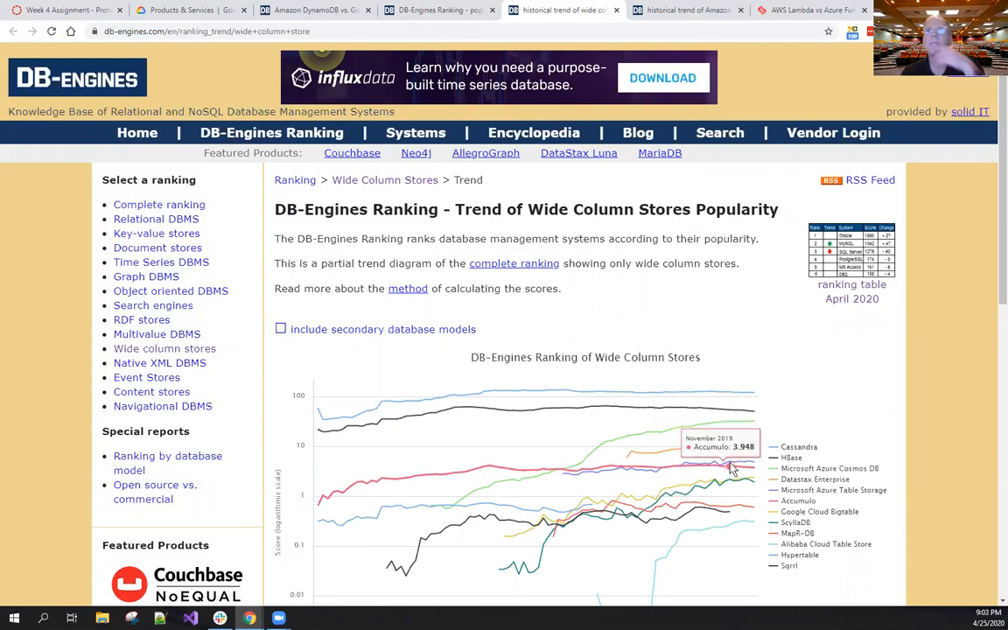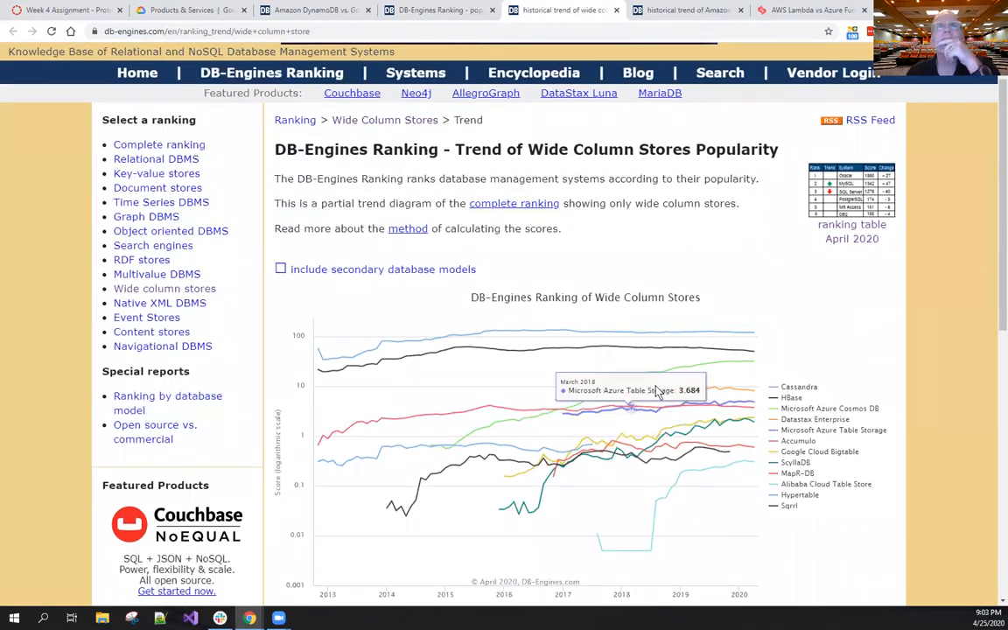Means of ranking. Stores. What's this up here? Cassandra. It's a wide column store. HBase. Look at that. Cosmos is just cranking, man. Yeah, let's see. I don't even see Amazon in here.